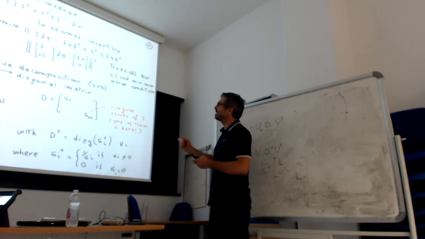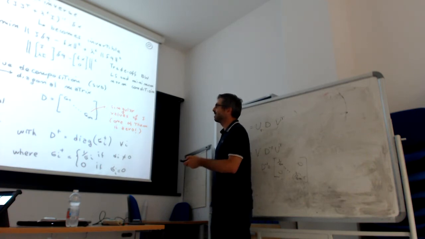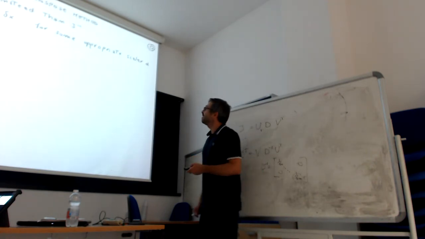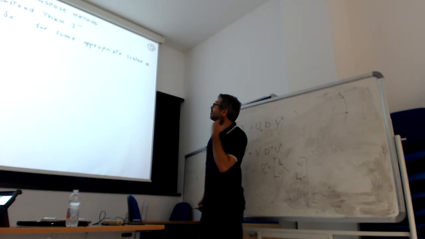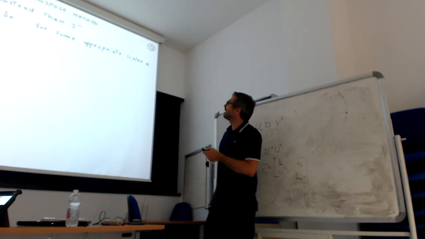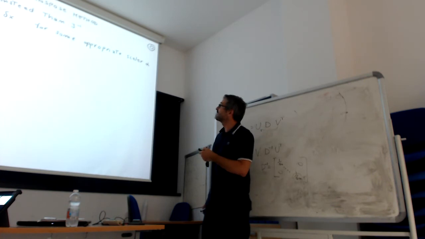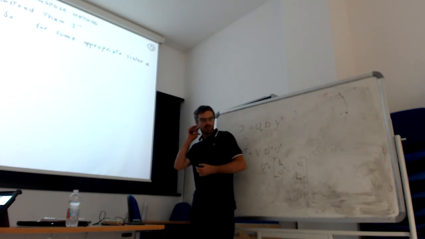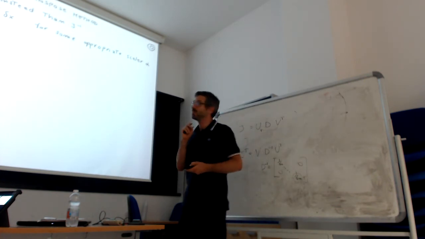And we manage to have a pseudo-inverse removing the smaller singular values. It's one of the best ways. Otherwise, as an alternative, you can try to use J transpose rather than J minus 1, very close to the singularity. And this is proven to provide convergence, for some appropriate scalar gain, when you do inverse kinematics.